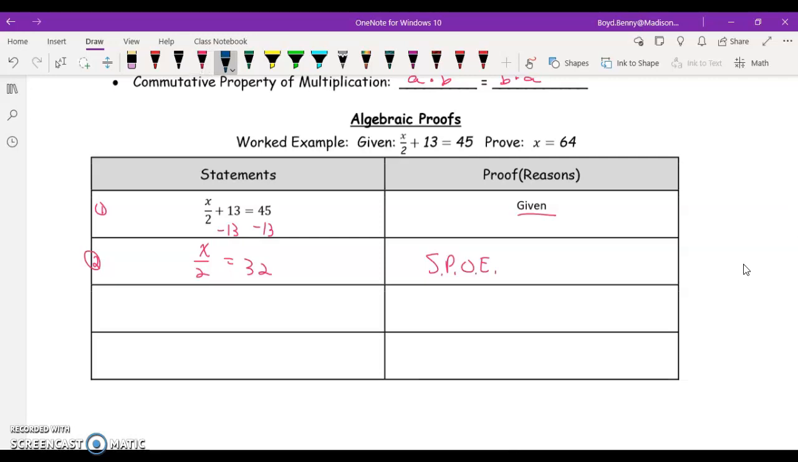Next, how do I go to the next line? What do I do to isolate x further? Well, in this case, I'm going to need to multiply both sides by 2 because in the original problem I was dividing by 2, and you use inverse operations to solve equations. 2 divided by 2 is 1, which leaves me with x, and 2 times 32 is 64. What property did I use? I used the multiplication property of equality. And there I have now proven that x equals 64.